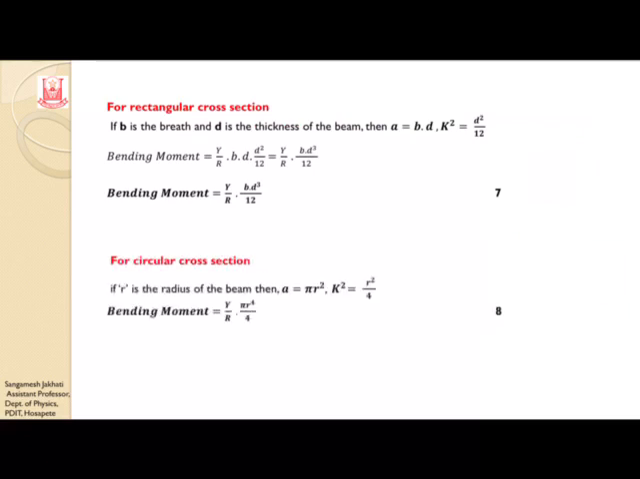For a circular cross section, r will be the radius of the beam and A is the area of the cross section. The area of the cross section is given by pi r square, and the radius of gyration for such a circular cross section is given by r square by 4. Now in place of Ig, we substitute the A value and k square value. Then the bending moment becomes y by r into pi r to the power 4 divided by 4. That is equation 8.